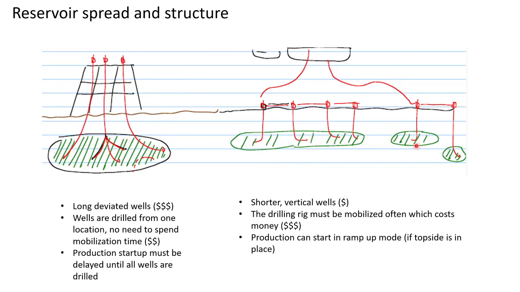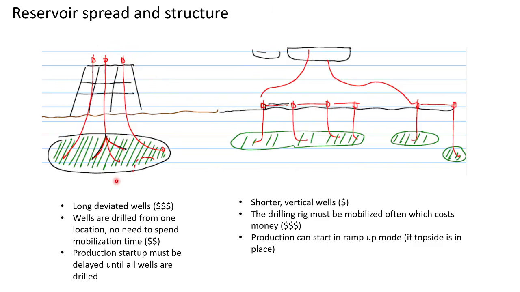But if you have a lot of pockets, where the reservoir is very spread or split into a lot of formations, then you cannot reach all of them from the same structure. So then it's better to have subsea wells on each reservoir. These are what we call the dry Christmas trees, and these are called wet Christmas trees.